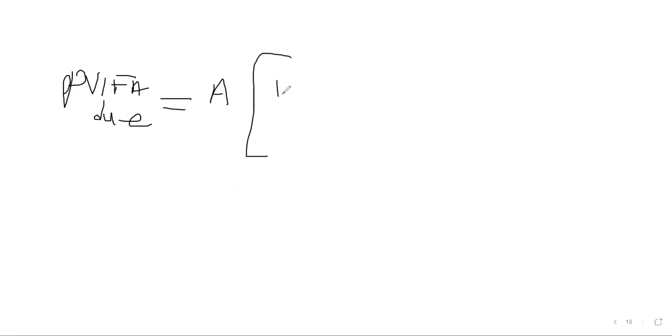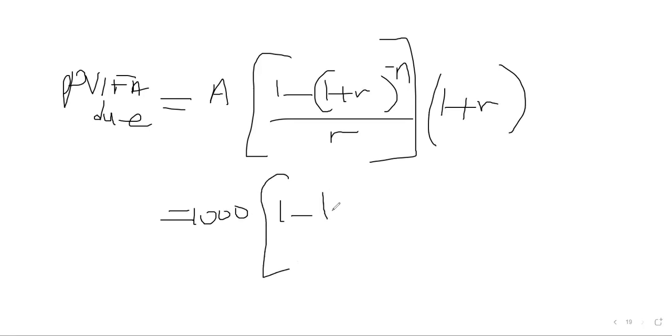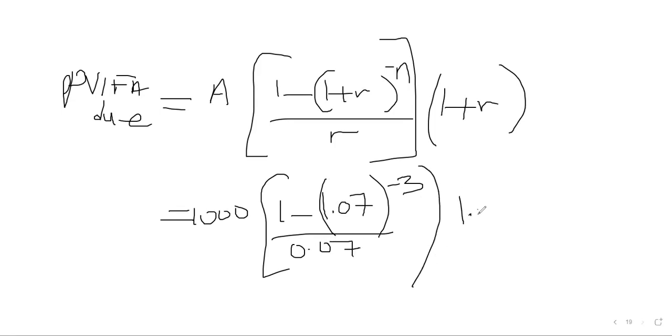For the present value interest factor annuity due, I know the due carries an extra interest. So it's going to give us the amount, then 1 minus 1 plus r to the power negative n over r, where the payments are done at the beginning, then multiplied by 1 plus r. So the amount would be 1,000, then 1 minus 1.07 to the power negative 3, over 0.07, then multiplied by 1.07. This is the present value interest factor annuity due.